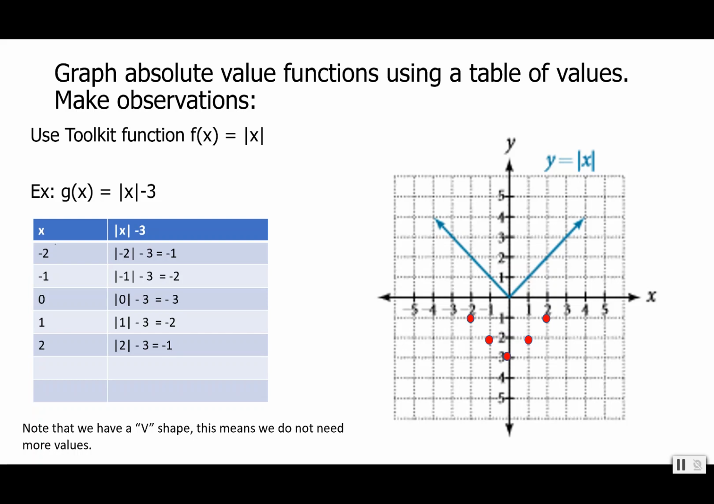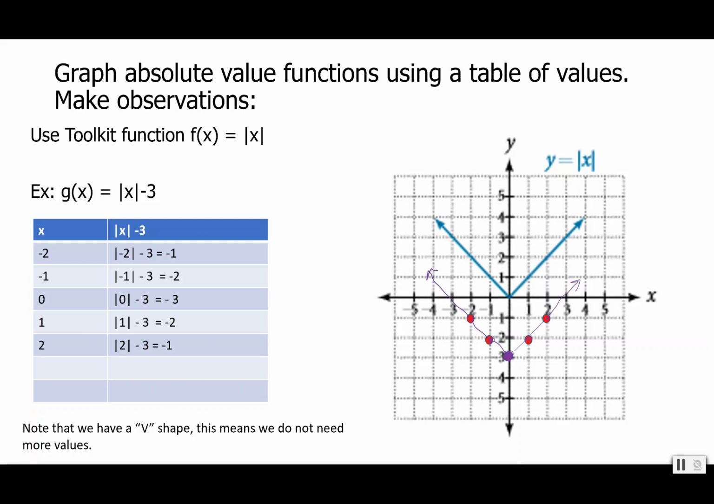When we graph these values, we have (-2, -1), there it is, and (-1, -2) right here. We have (0, -3) right down here. We have (1, -2), and we have (2, -1). We can see very clearly where that bottom part of the V is. That's what you need to look for. So we're just going to make that nice V shape going up on either side, because that's the pattern we can see.